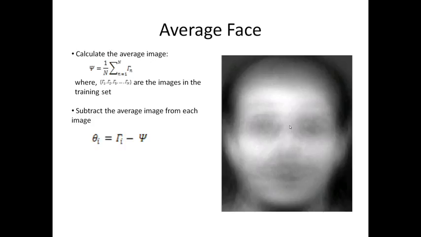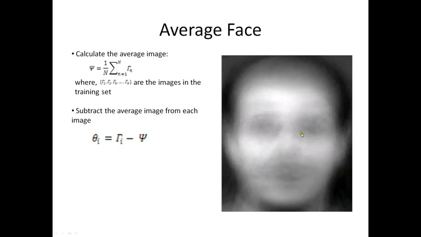So for our first step, we're calculating that average image. If you look at this formula here, it's just simply an averaging function where our gamma here is our list of all of our images in the training set. And then we subtract that average here from each of the images, and then that will make a new image that doesn't have the average.